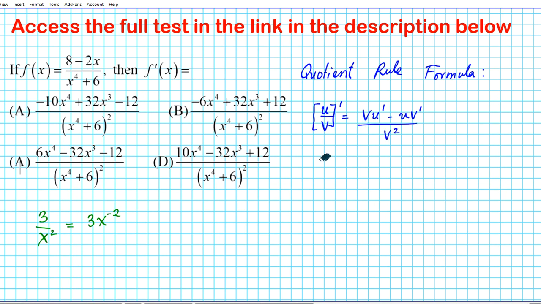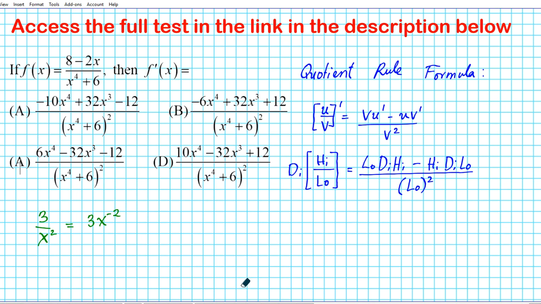And some people like to use the high over low rendition to remember what the quotient rule is. So if you're looking for d of high over low, high is the numerator, low is the denominator. It's low d high, which basically means the bottom function times the derivative of the top function, minus high d low, divided by low squared. So that's just a nice little way that students remember the quotient rule formula.